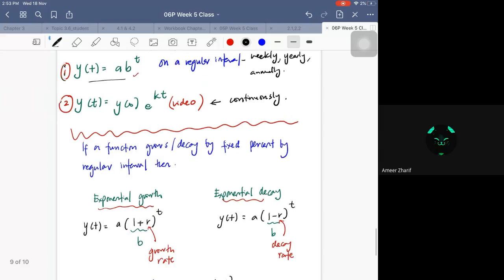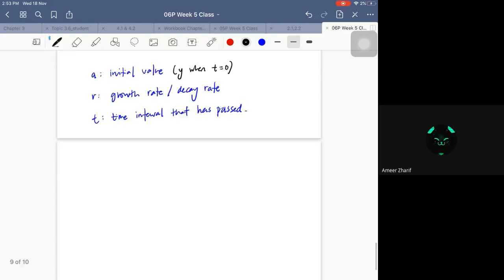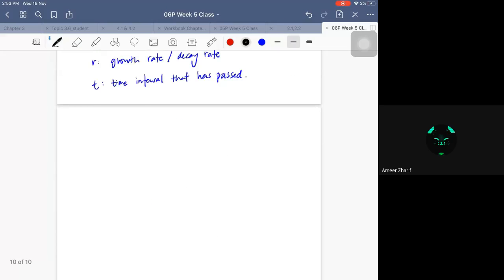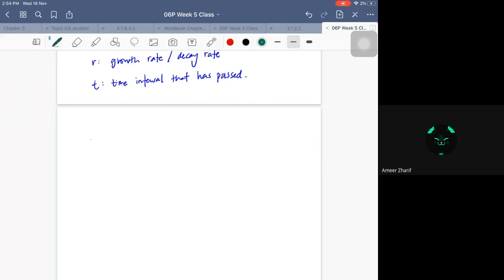Okay, now let me explain to you about the term. So I don't have space here. So let me put it down here. So formula yang kedua I dah explain dalam video. So go and watch the video. Tapi I nak explain pasal formula yang pertama. So the first formula is in terms of yt is equal ab to the power of t.